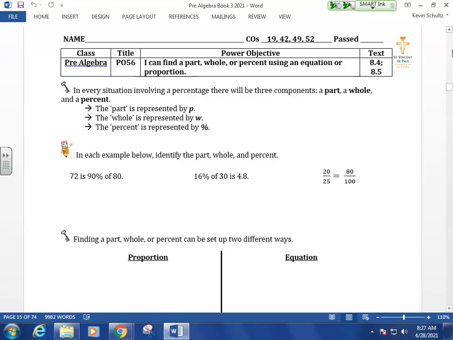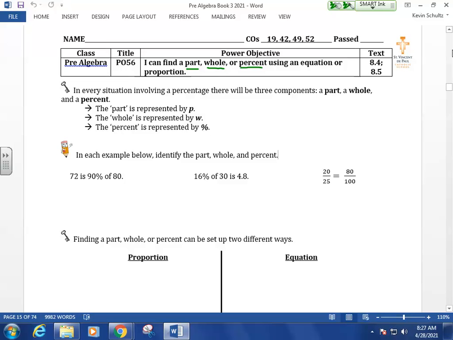So what we're going to focus on today are percent questions containing a part, a whole, and a percent. We're going to practice finding each of those three when we're given the other two. The variables and symbols I'm going to use here: the part is represented by the variable p, the whole is represented by the variable w, and the percent is represented by the percentage symbol. The first task is to be able to identify, given a situation, and we're going to start with just numbers here, what is the part, what is the whole, what is the percent?